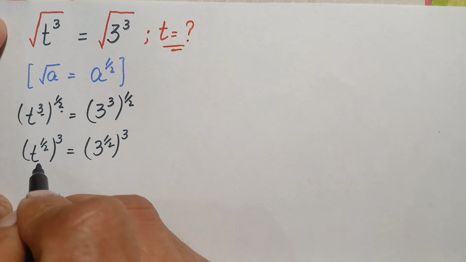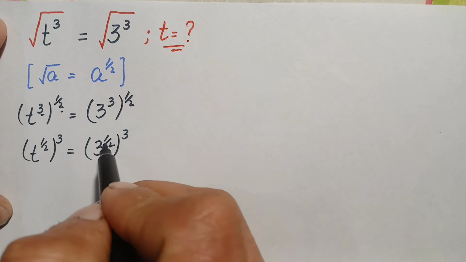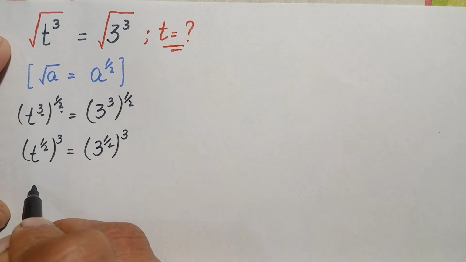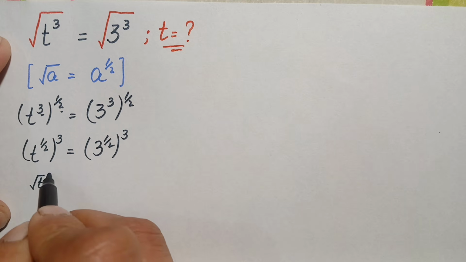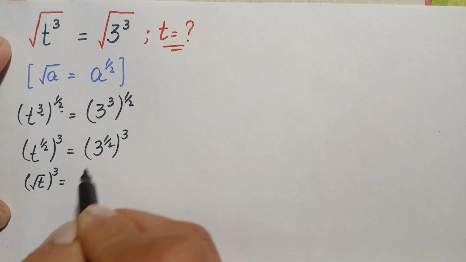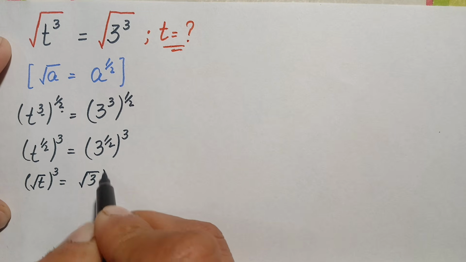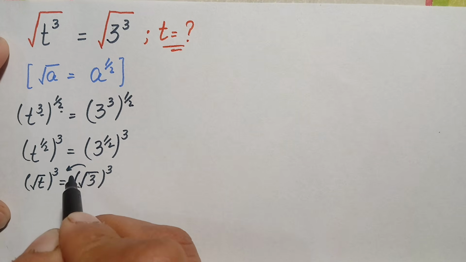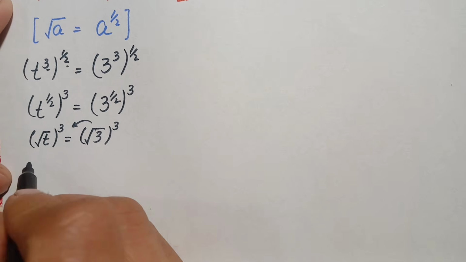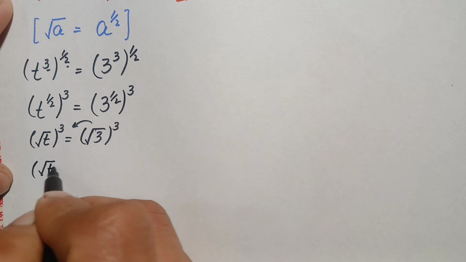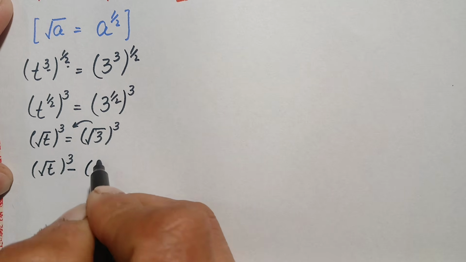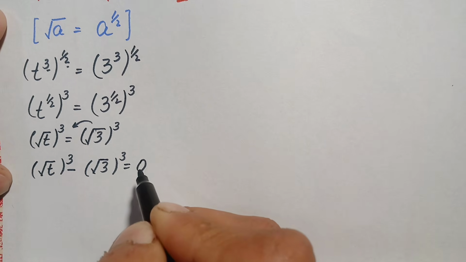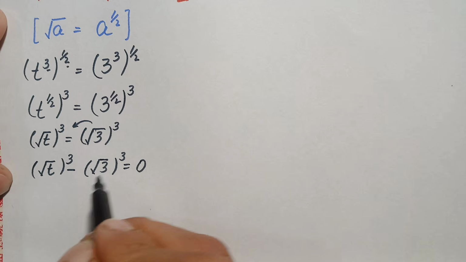Now inside the parentheses again we will use this one result and we will change this power to this radical form. So this equation will become square root of t whole cube is equal to square root of 3 whole cube. Here we will move this number to the left hand side, so it will become negative. This equation will become square root of t whole cube minus square root of 3 whole cube is equal to 0. Here in the left hand side both the terms are in cubic form.